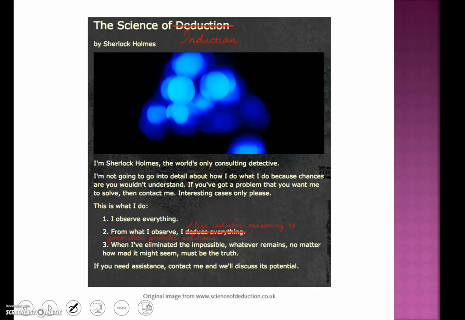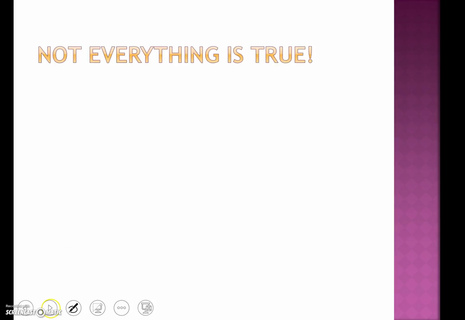So really, here's the science of deduction for Sherlock Holmes. We need to make a little bit of edits, as you can see right here. I decided to edit it for him. We need to utilize inductive reasoning to formulate probable solutions, as opposed to deducing everything. All right. But the big thing here is that not everything that is said to you is true. That's something you have to keep in mind.